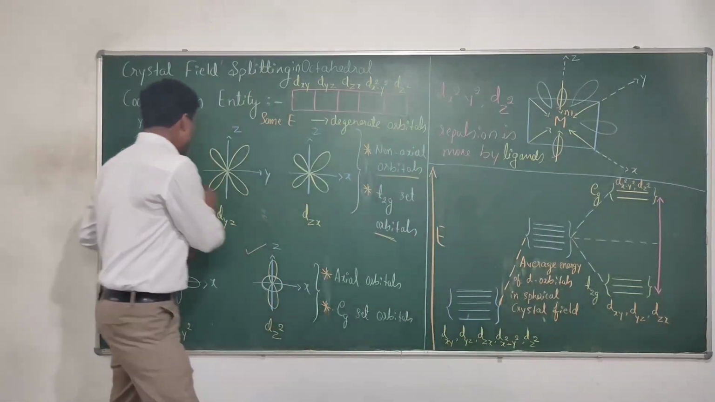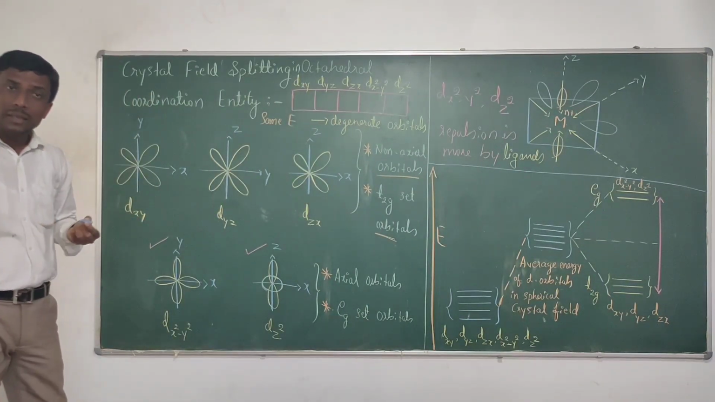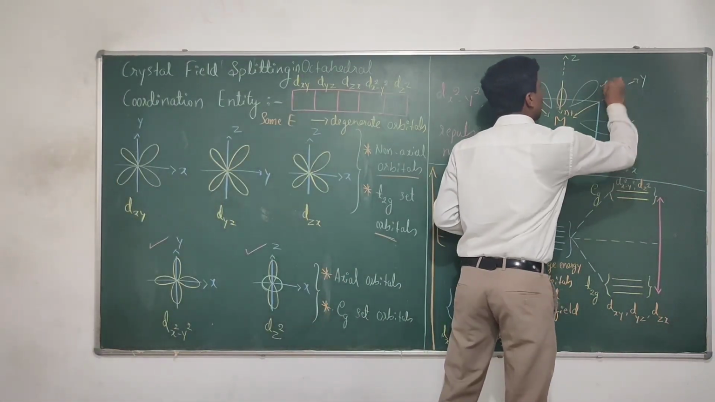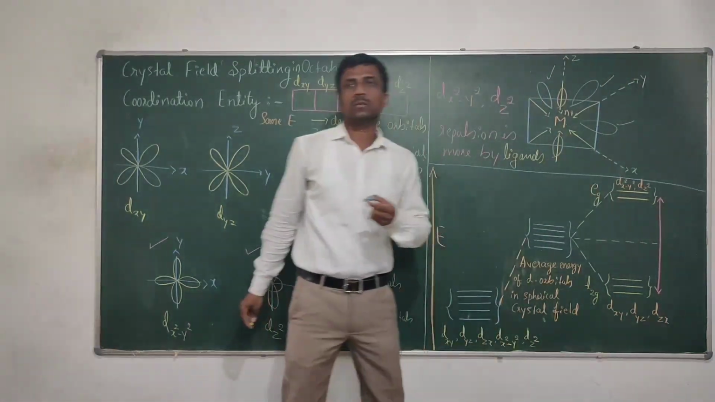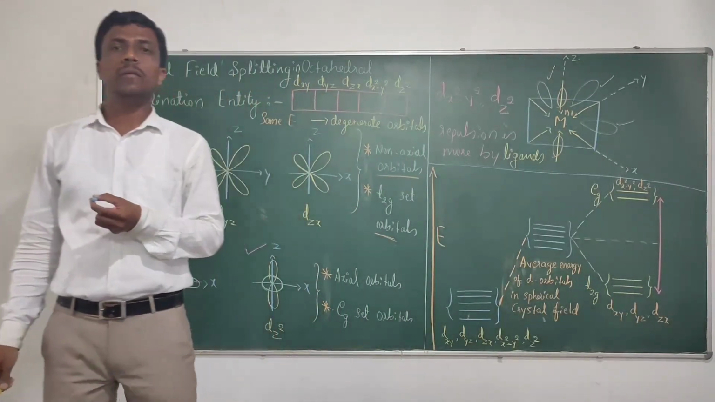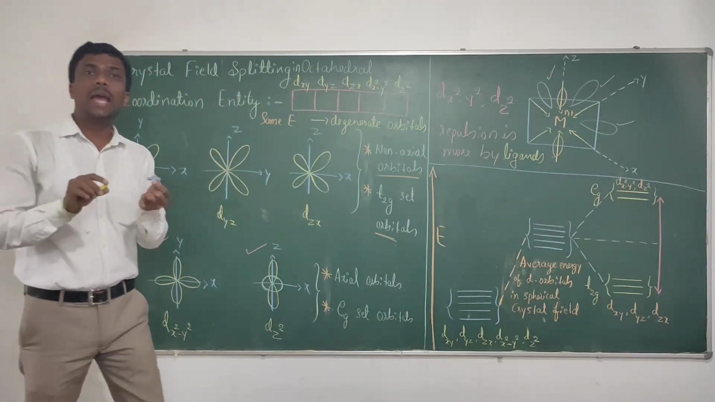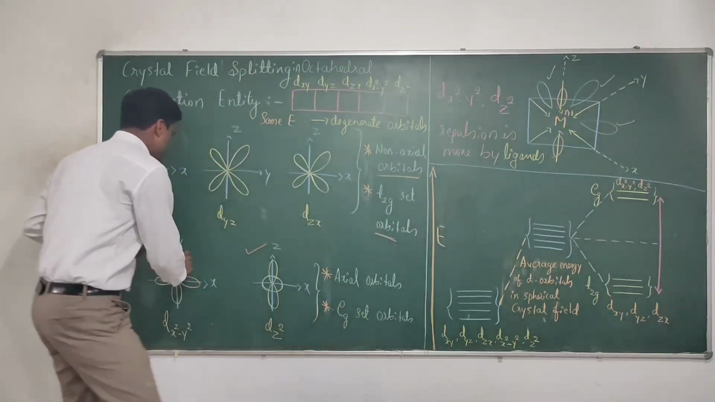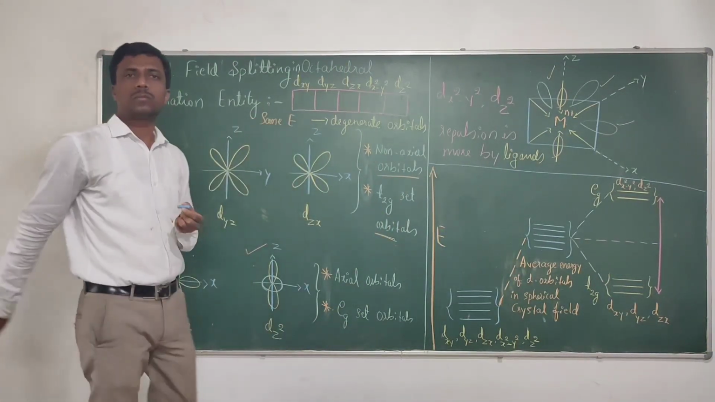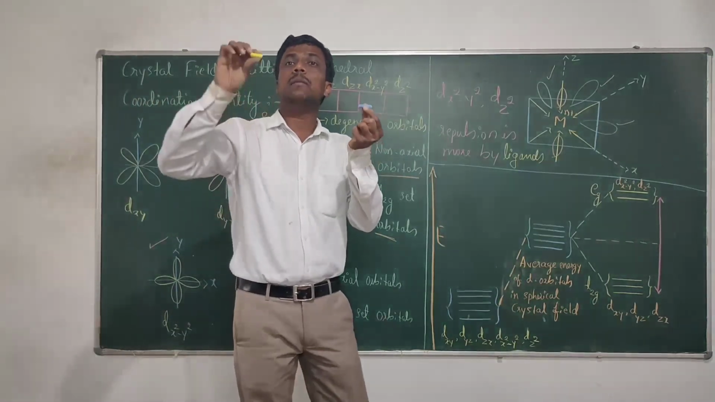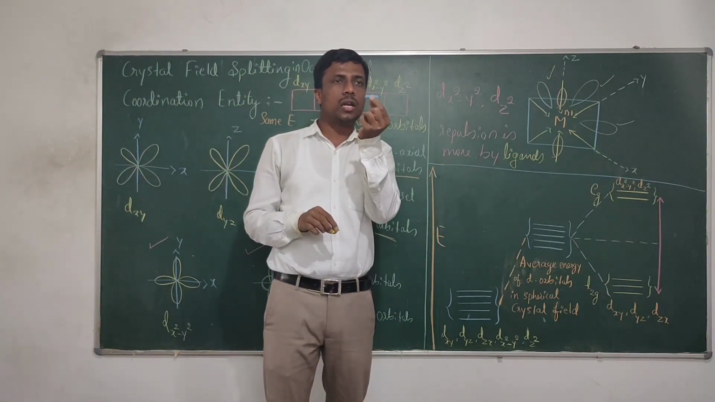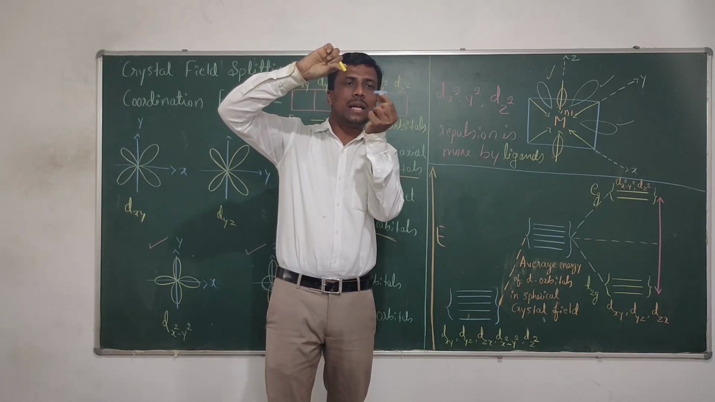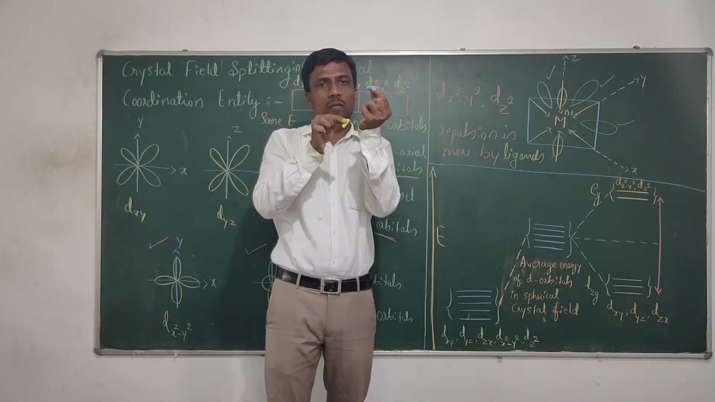Now, come to these three orbitals. They are having lobes in between the axis. They will experience repulsion, but not as much as these two orbitals. Why? They are having lobes in between the axis. This is the direction of the ligand. This is the presence of the lobe. This is the direction of the ligand. This is the presence of the lobe.